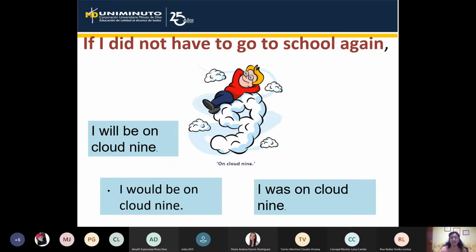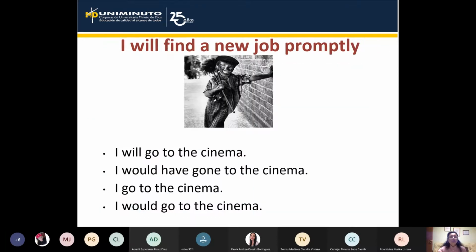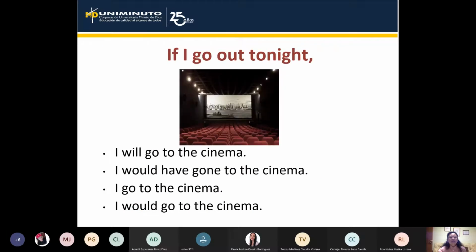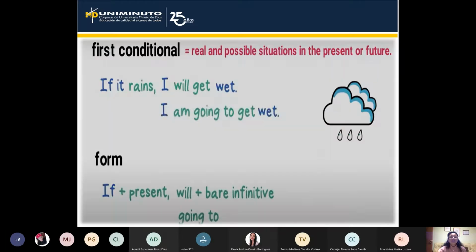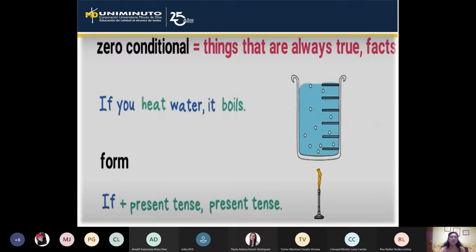Conditional type 2. If I didn't have to go to school, past tense, I would be on cloud 9. That is a imaginary situation. Conditional type 2. If I didn't have to go to school again, I would be on cloud 9. And the other conditional that we have is the conditional 0. Remember, the conditional 0 is the real logical situations, present and present.